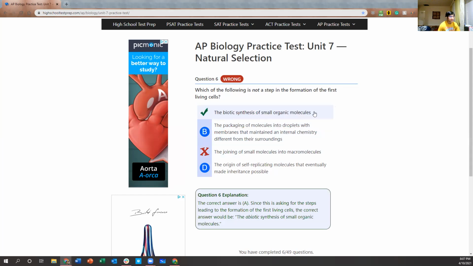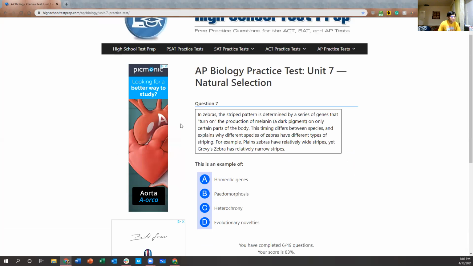Biotic synthesis of small organic molecules. Why is that not a step? Let's see. Oh, because it's abiotic synthesis. I'm so sorry. Remember we just talked about Miller-Urey, right? What Miller-Urey showed was that you can form organic molecules in abiotic conditions. So this would be abiotic synthesis. The phrasing here was wrong. Okay.